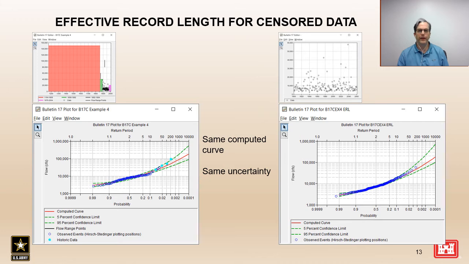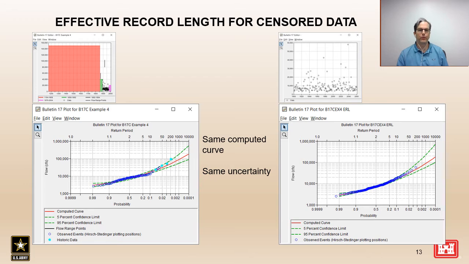There are 2 criteria that need to be met for these 2 data sets to be considered equivalent. The first is that the computed curves must be the same. In other words, the natural variability must be the same. And second, the uncertainty must be the same, which means that the knowledge uncertainty must also be the same.